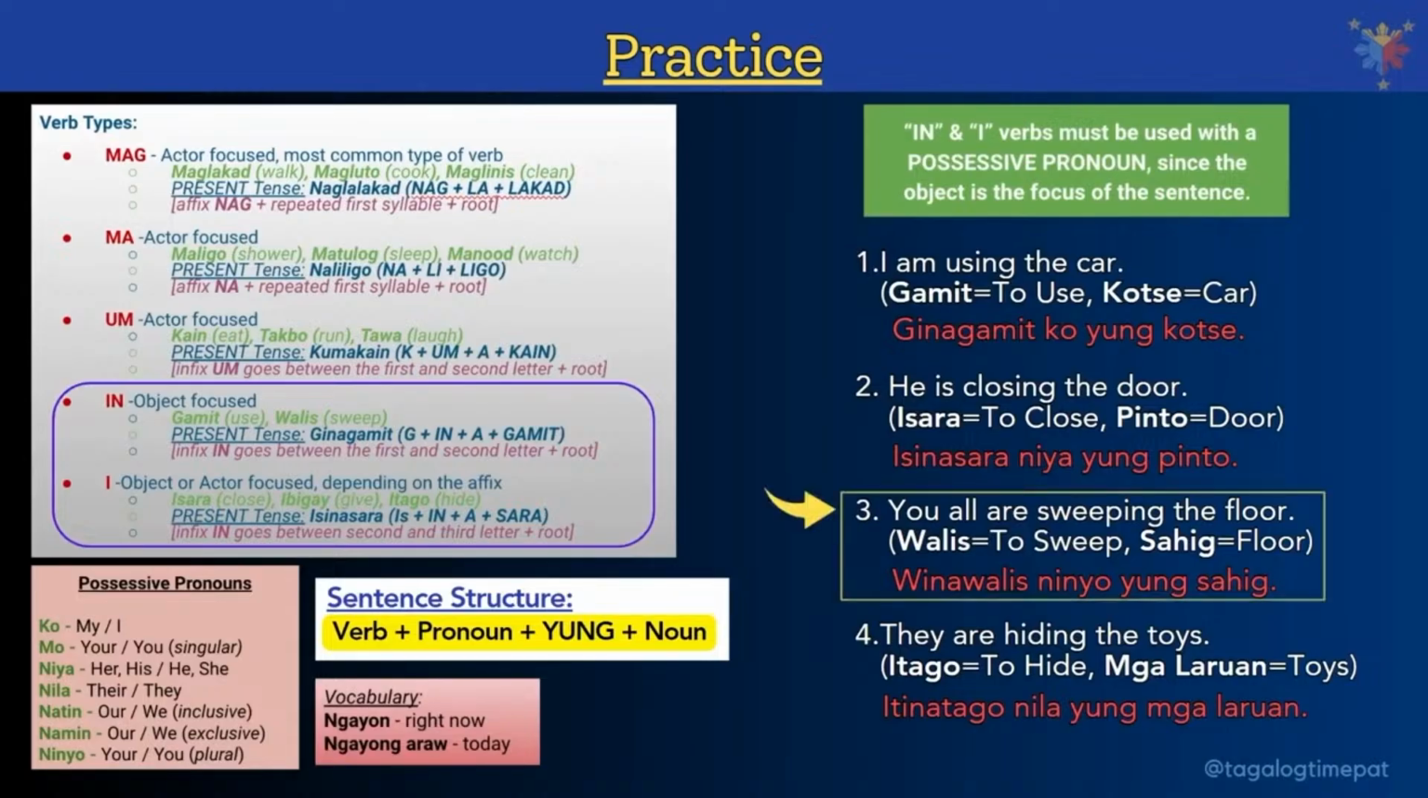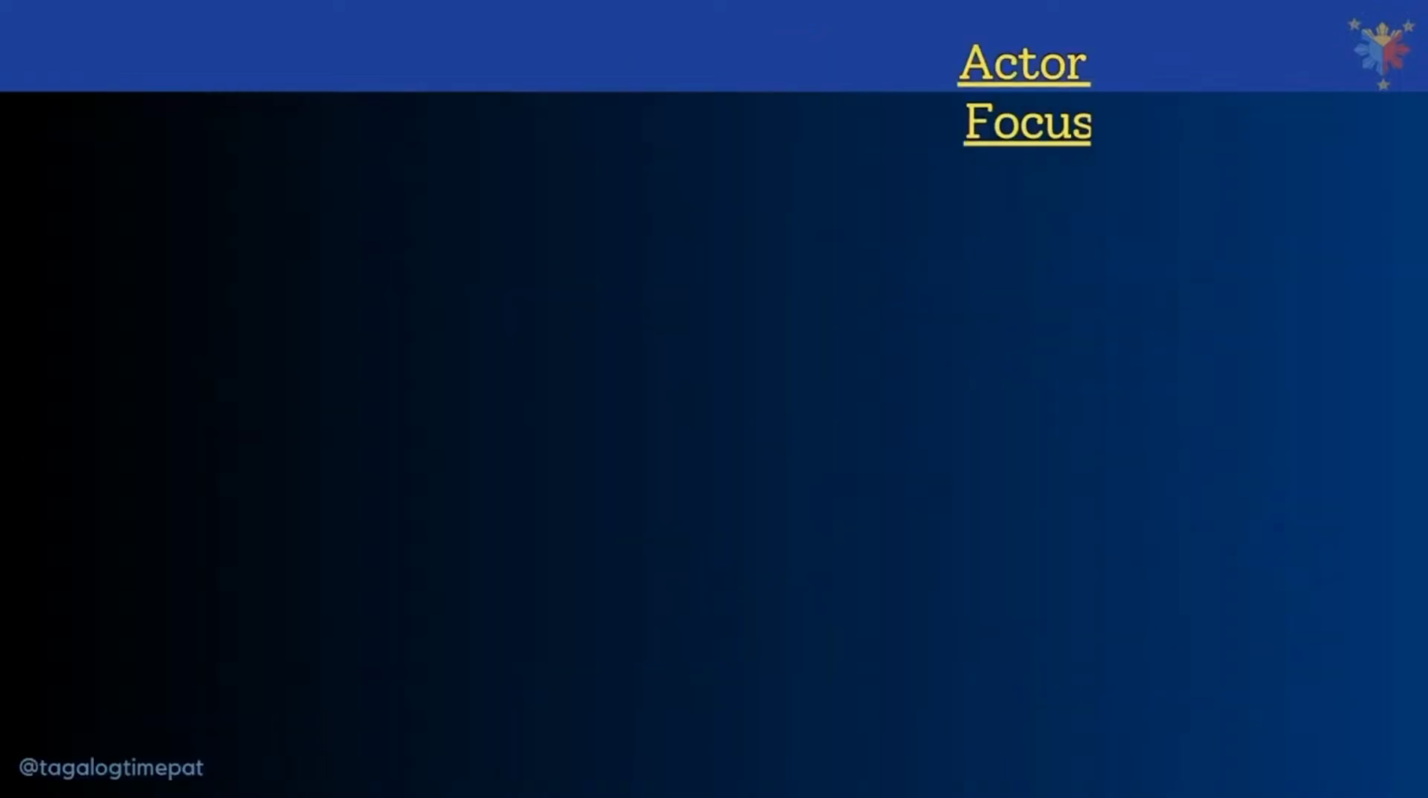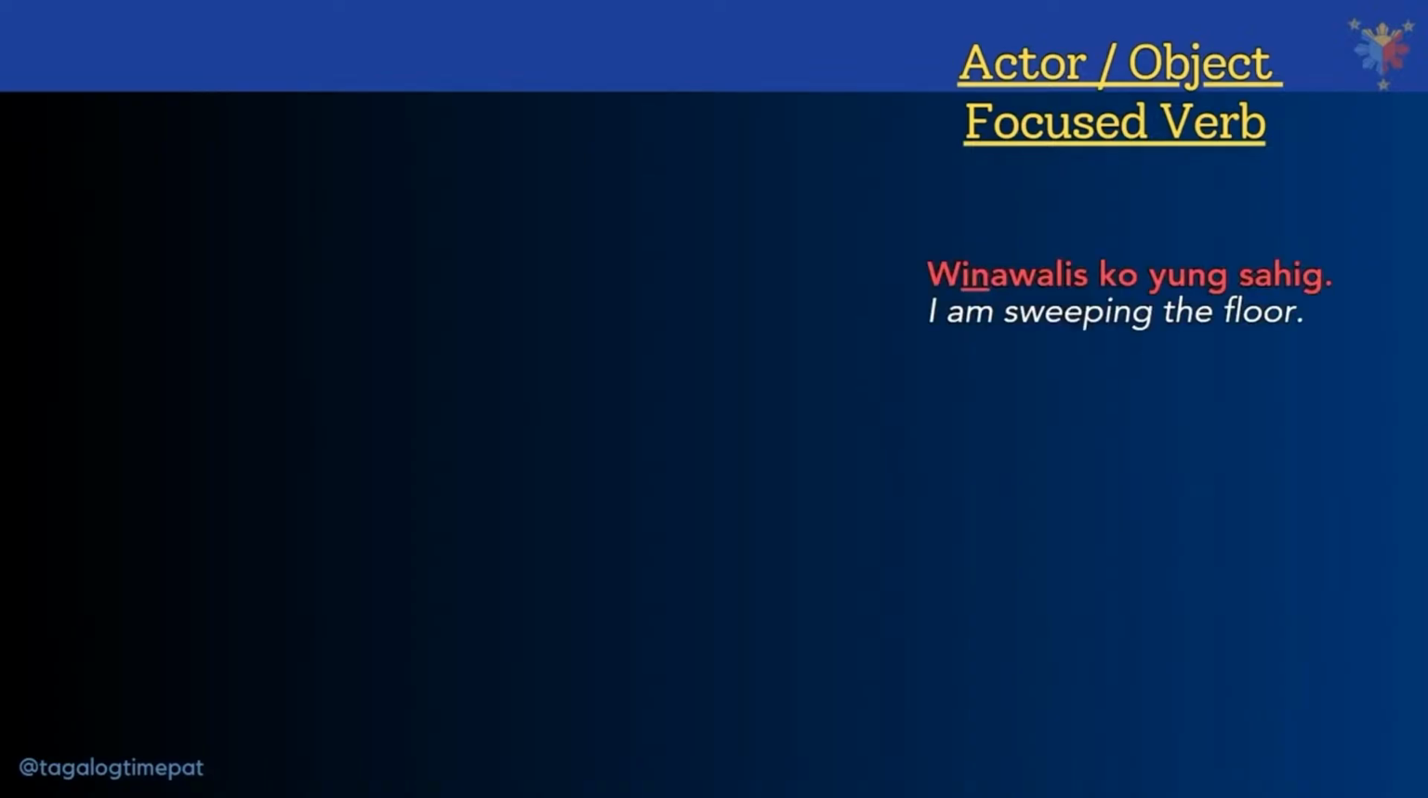Alrighty. So let's take a look at this verb walis. This is another example of where it can be an actor or object-focused verb. We learned, winawalis ko yung sahig. I am sweeping the floor. That's an in verb. The focus is on the object, sahig. What are you sweeping? I'm sweeping the floor. Winawalis ko yung sahig. But you could also say, nagwawalis ako.